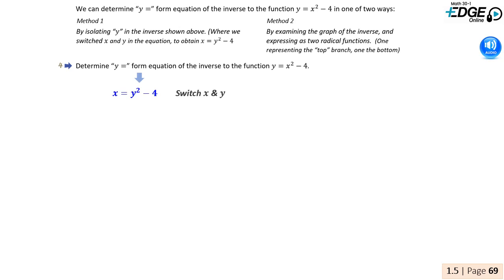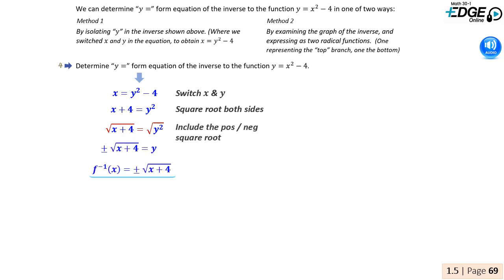In order to graph the inverse of the function y equals x squared minus 4, let's first write the inverse as x equals y squared minus 4. We've switched x and y. Next, we will isolate y. To do this, let's add 4 to both sides, and then take the square root of each. It's important that we remember to take both the positive and negative square root.